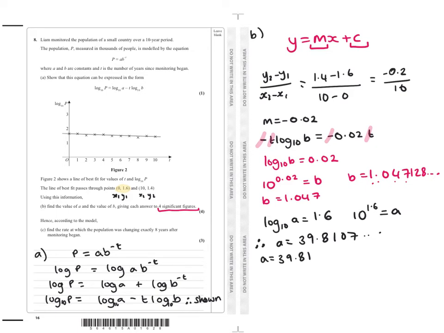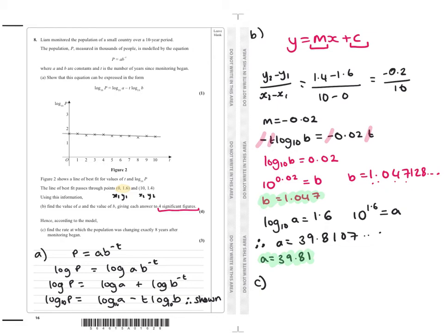And it says find the value of a and b. Okay, great. We actually just have to state a and b. We don't have to do anything more. Always make sure it's really clear. Highlight them or rewrite them again. Then part c says, hence, find the rate at which the population was changing exactly 8 years after monitoring began.